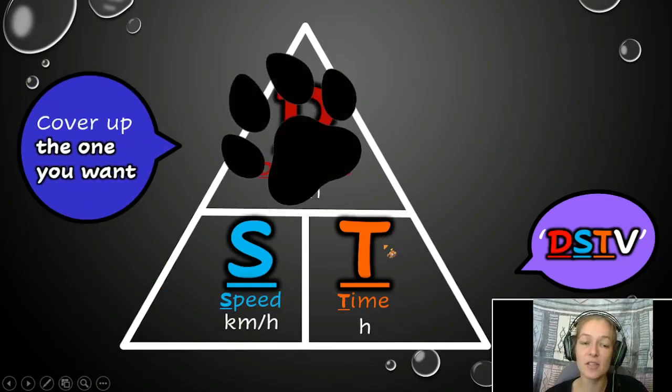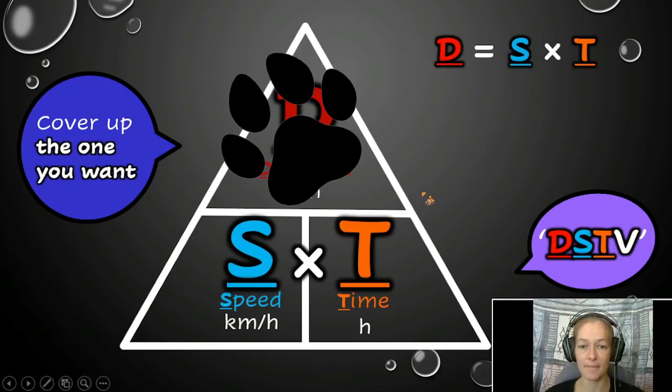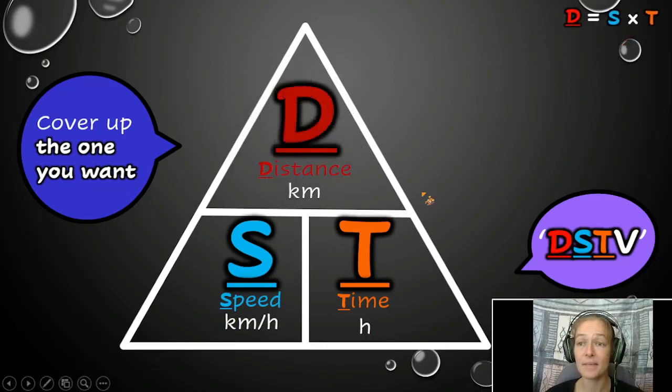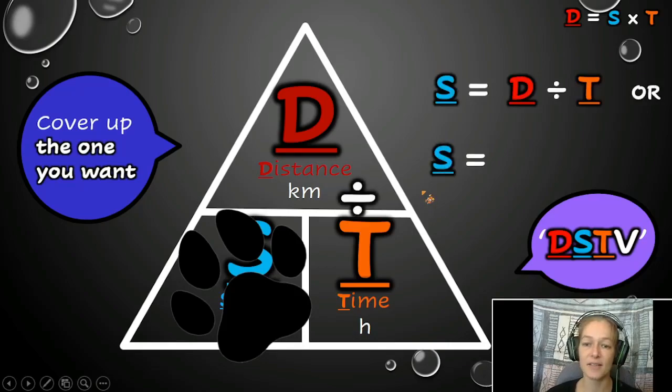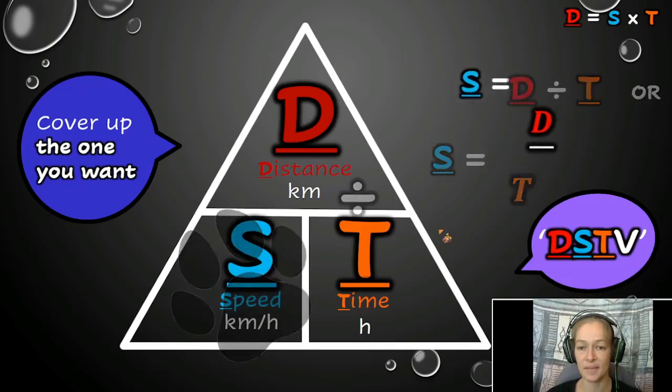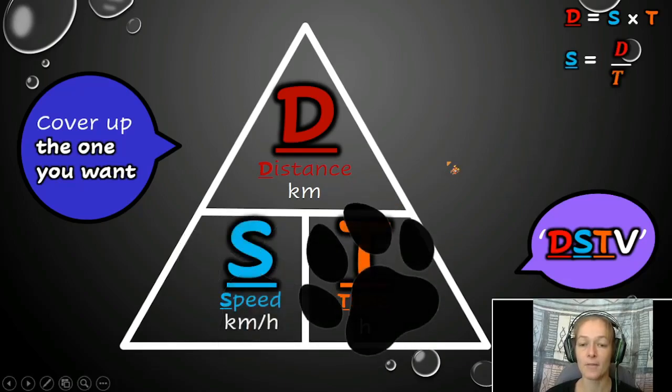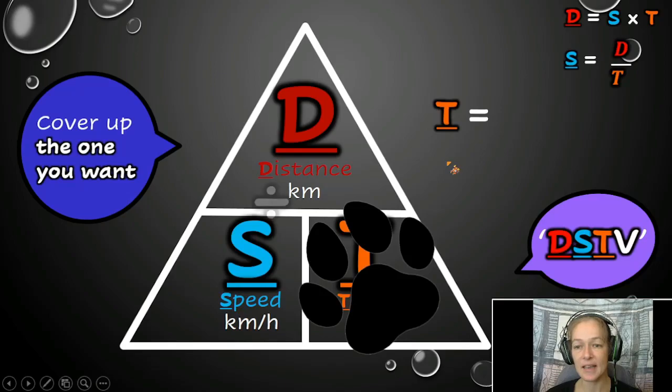So what you're going to do is cover up the one you want, and the two left over will tell you. These two being next to each other looks like a multiplication, and it is. Speed times time. If you want speed, cover up the S, and d over t, or d divided by t, is going to give us your speed, which makes sense, meters per second. For time, you cover up the t, and you get d over s.